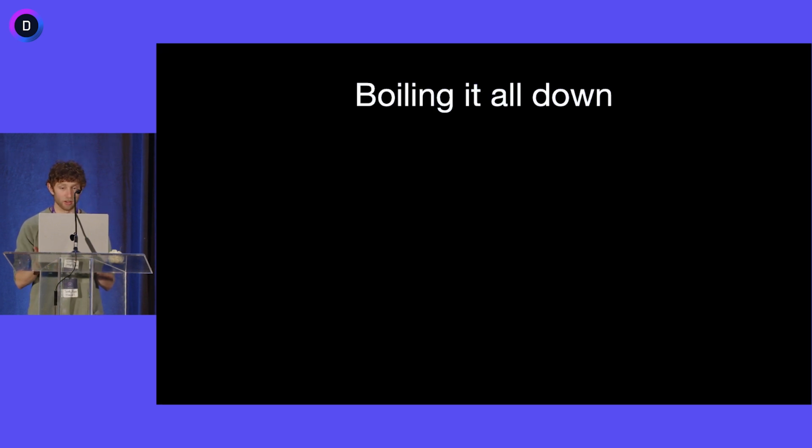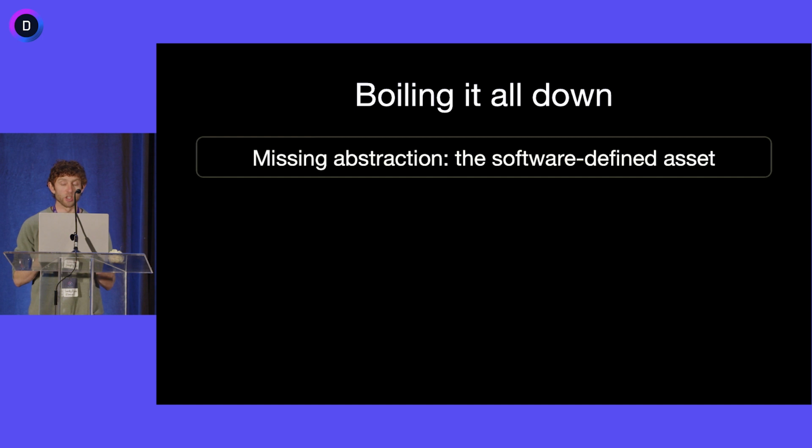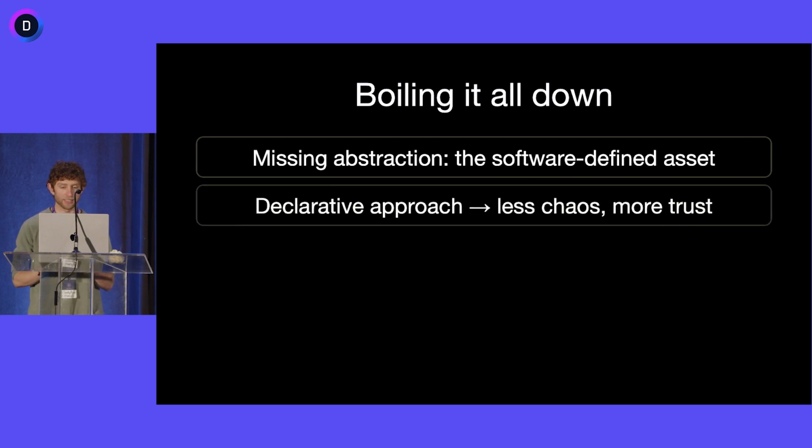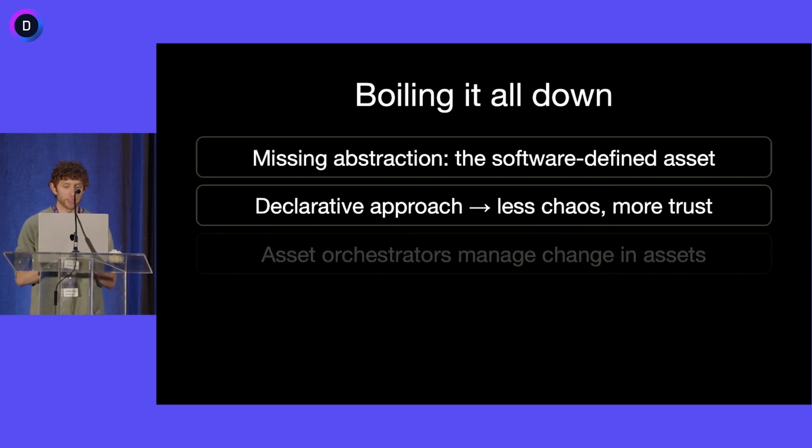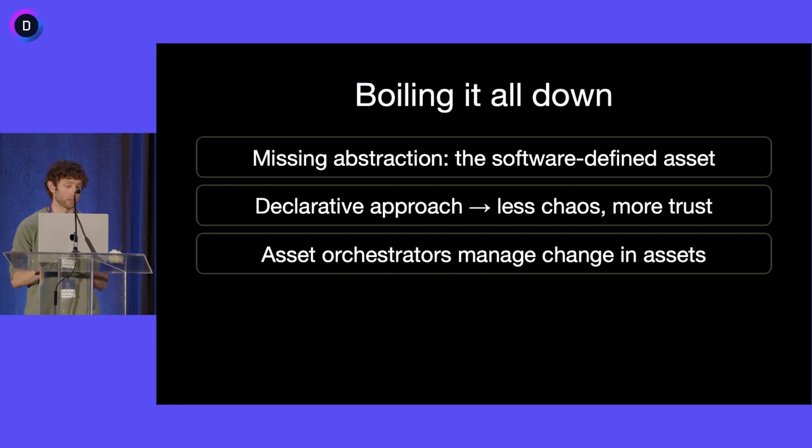So that brings us to the end of our journey. Let's boil it down to the main things that we talked about. The world of data needs a new spanning abstraction, which is the software-defined asset. A software-defined asset is a declaration in code of an asset that should exist and how to compute it. Defining assets in software enables a new way of managing data that makes it easier to trust, easier to organize, and easier to change. The seat of the asset definition is the orchestrator.